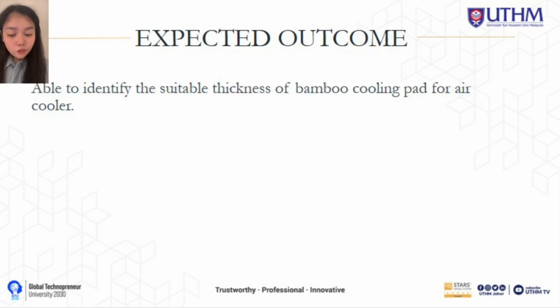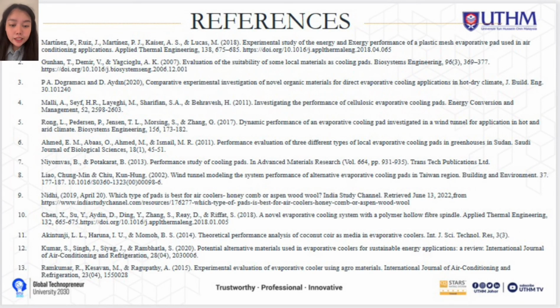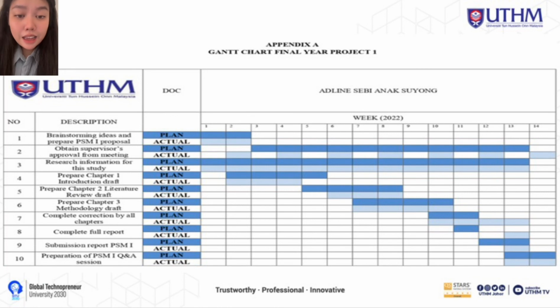And the next is for the expected outcome. We expect that at the end of the research, we are able to identify the suitable thickness of a bamboo cooling pad for an air cooler. Okay, and these are the references that I used for this slide, and this is my Gantt chart throughout this semester.